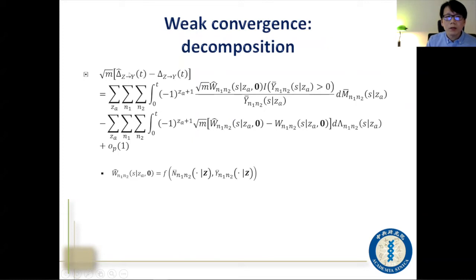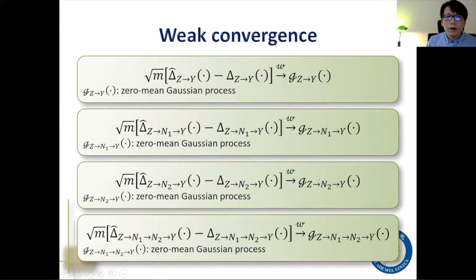So this is a key decomposition. We are able to decompose this into these 2 components. For the first part, we can use martingale theory to establish that this part will converge to a Gaussian process. For the second part, we can use the empirical process to establish another Gaussian process. And we can show that these 2 parts are asymptotically independent, so it becomes a summation of 2 Gaussian processes. Eventually we can also show that the 4 path-specific effects scaled by the square root of sample size all converge weakly to Gaussian processes.